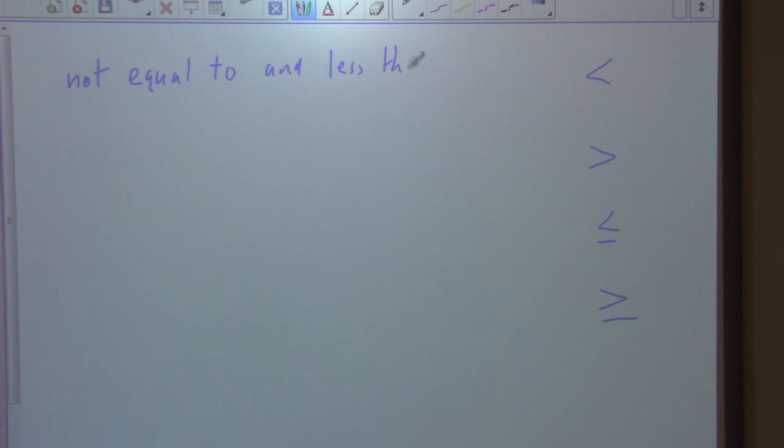Why would we make it so much longer? I'm going to explain why that is, but let me write down the rest of it first. That's actually a good question. Not equal to and greater than. And then similarly we have equal to and less than. And finally we have equal to and greater than.